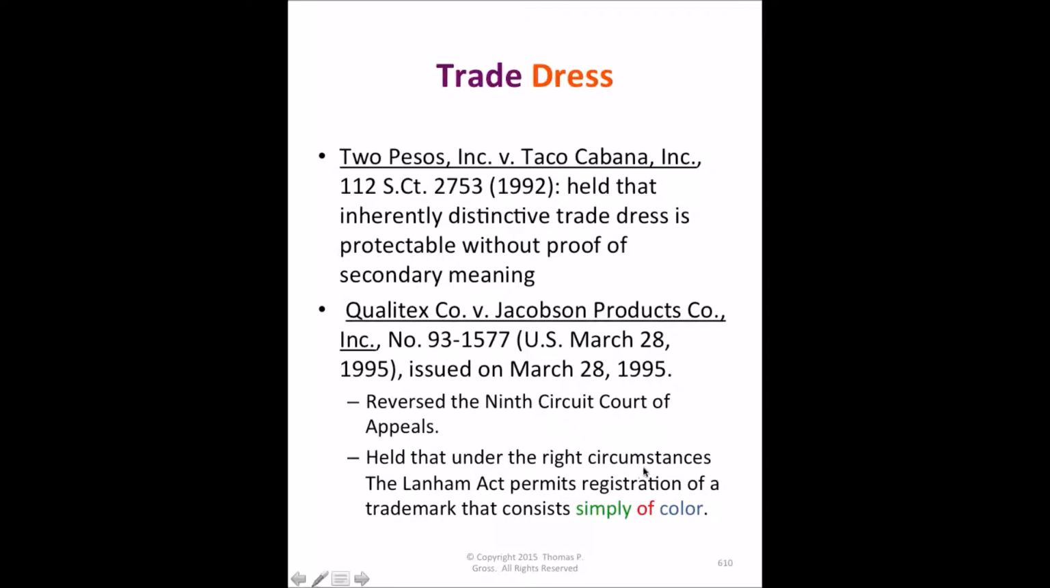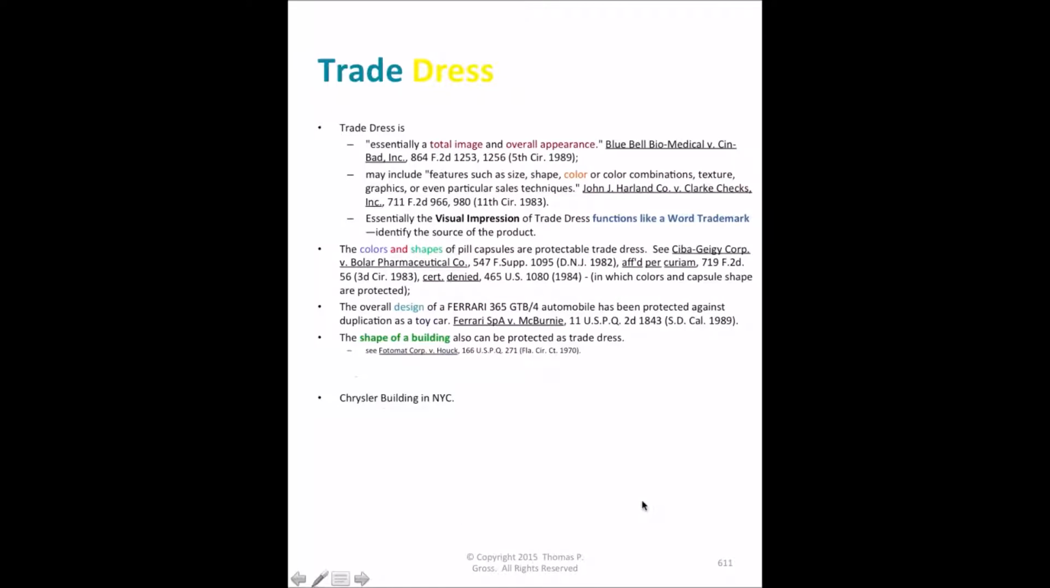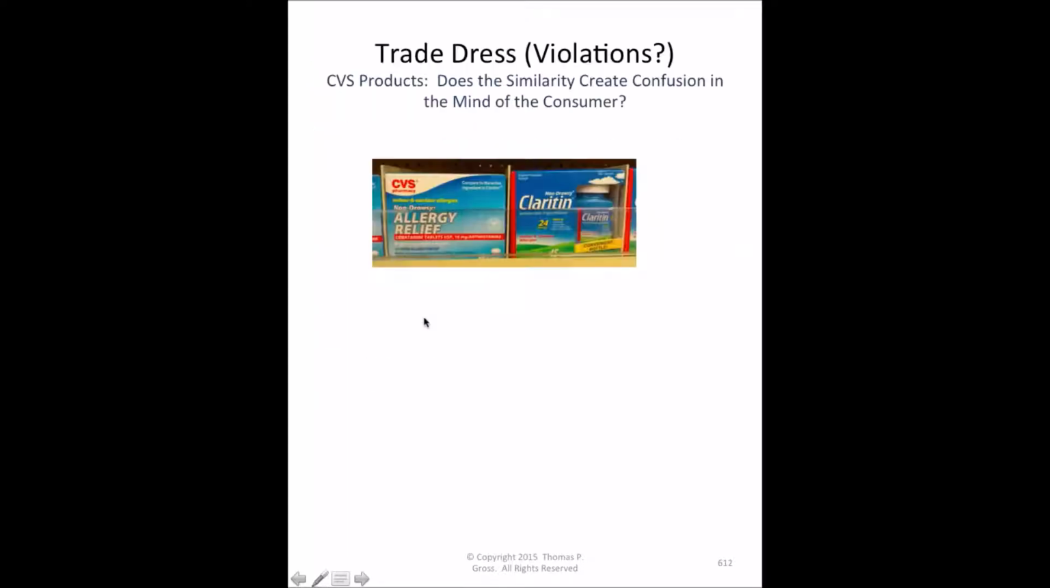The trade dress has to be distinctive, have some secondary meaning, and sometimes color can be trade dress. We'll talk about that a little bit. But it goes essentially to the total image and overall appearance of the product. It can include colors, shapes, and design. But once it becomes functional, then it no longer is trade dress.